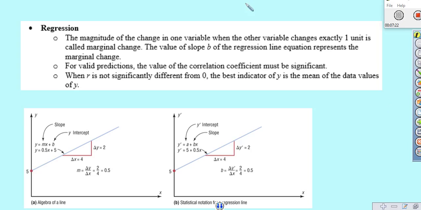So our regression line, this is a factoid once again, not an application piece. The magnitude of the change in one variable when the other variable changes exactly 1 unit is called marginal change. So our key thing there is marginal change. The value of the slope, b, of the regression line equation represents the marginal change. So our slope determines how much we go up on the y and over on the x. For valid predictions, the value of the correlation coefficient must be significant. So keep that in mind.